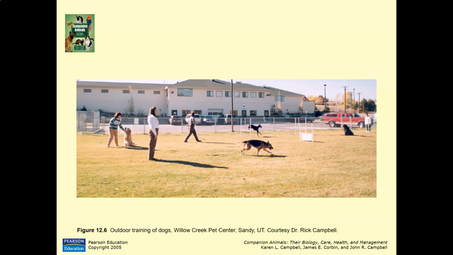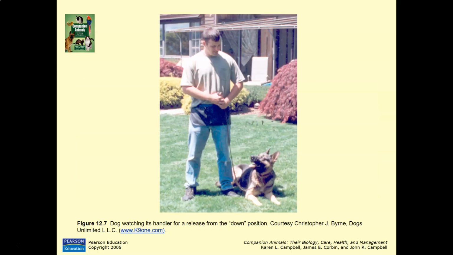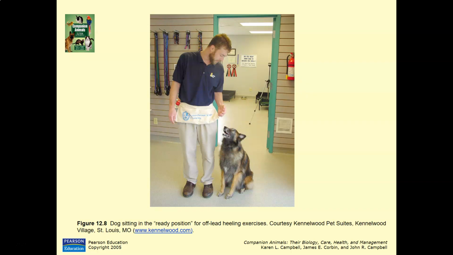There are some German Shepherds, with a German Shepherd there in the front, and there are other breeds of dogs they're using for training. This is a handler with another German Shepherd waiting for a command. This is a ready position.